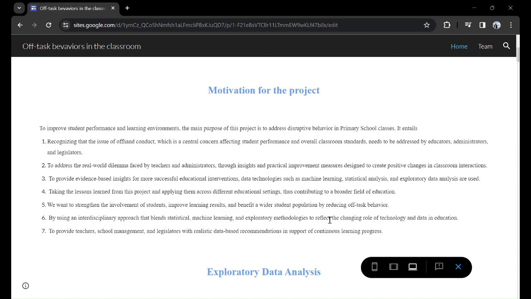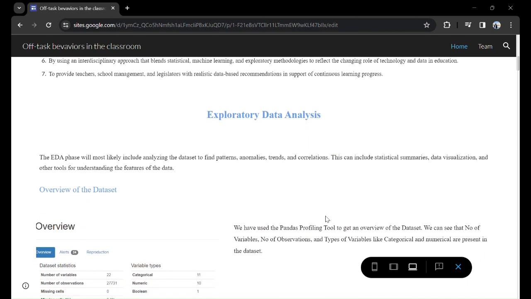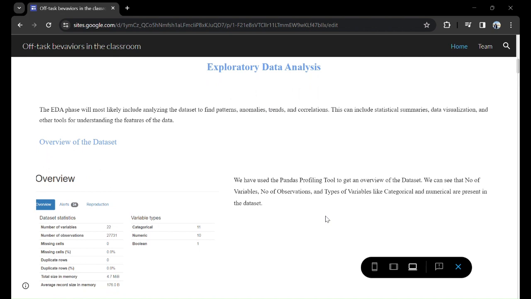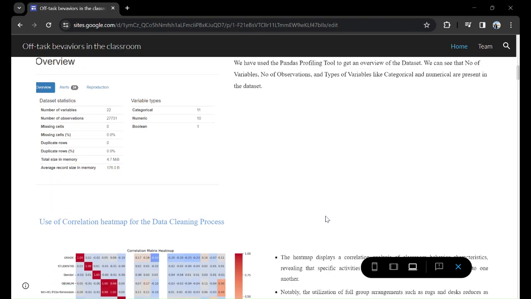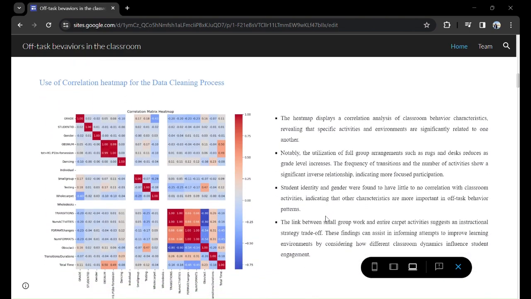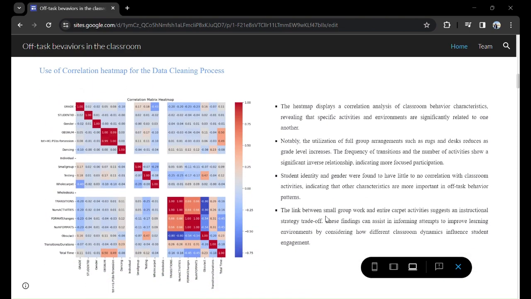We have used the pandas profiling tool to get an overview of the dataset. So we can see the number of variables, number of observations, and types of variables like categorical and numerical present in the dataset. Now coming to the correlation, there is a considerable association between certain activities and settings as shown in the correlation study of classroom behavior features displayed in the heat map.